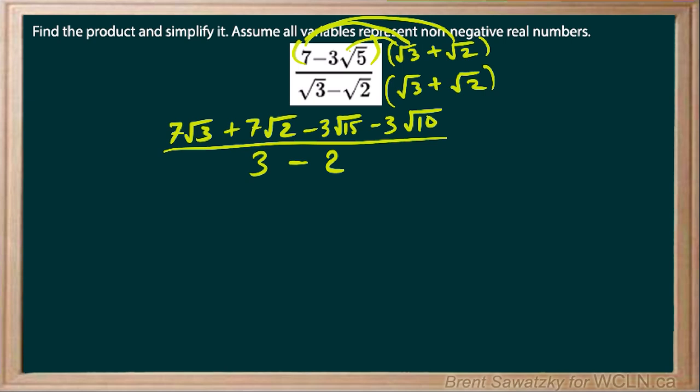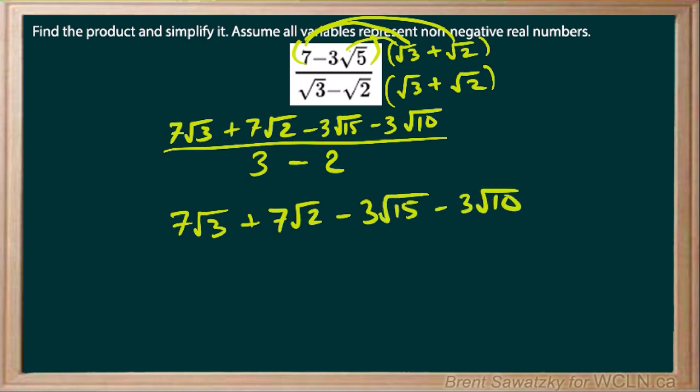No. Can we reduce any of them to maybe generate a like term? Root 15, no. Root 10, no. So yeah, we're basically there. So we'll just write it out. Plus 7 root 2 minus 3 root 15 minus 3 root 10. And that would be our final answer.